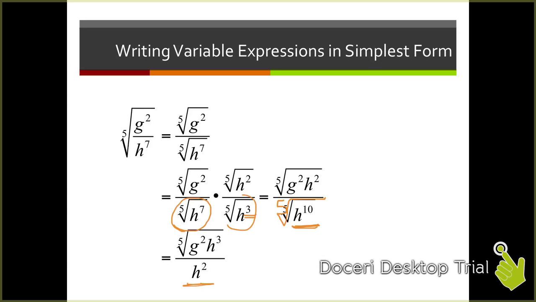Now, because I multiplied the bottom by the fifth root of h cubed, I also have to multiply the top by the fifth root of h cubed. So that should be a 3 there, not a 2. Okay, which means that when I multiply my g squared times my h cubed, I should be getting the fifth root of g squared h cubed in the numerator. And I got it right here. I just kind of messed it up here. So this is our final answer, the fifth root of g squared h cubed all over h squared.